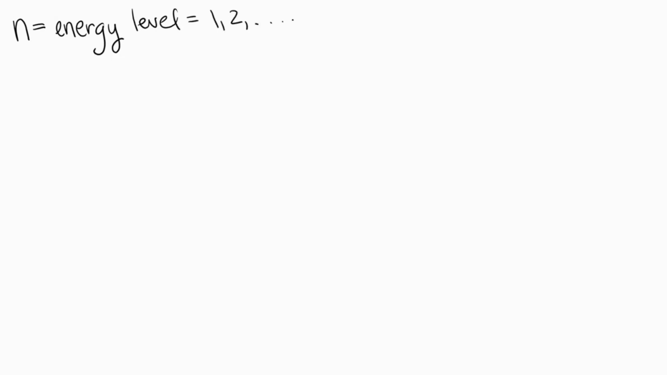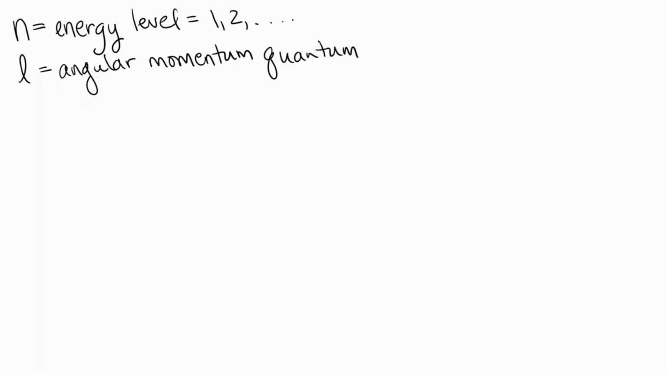Our next piece of information is going to be L, and L is our angular momentum quantum number. And this really tells us our shape. And it's always going to be based on what our n is. So L can be from 0 all the way up to n minus 1.